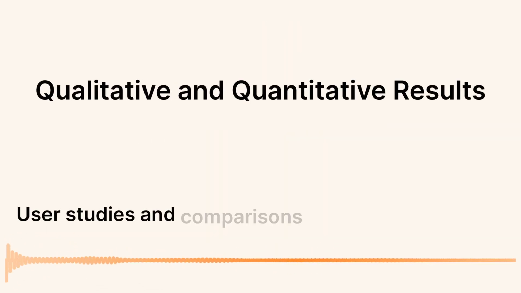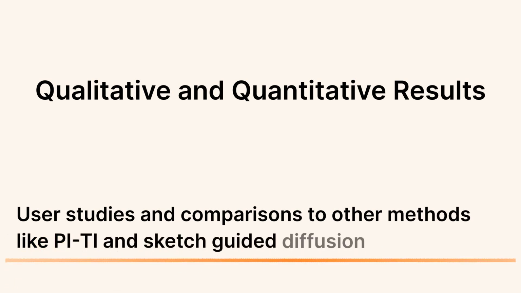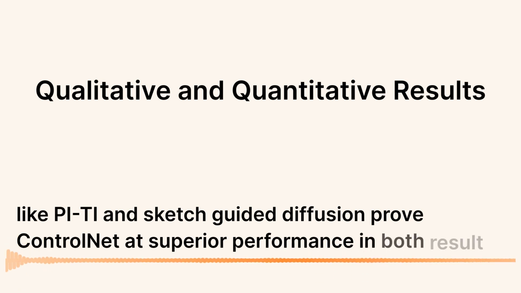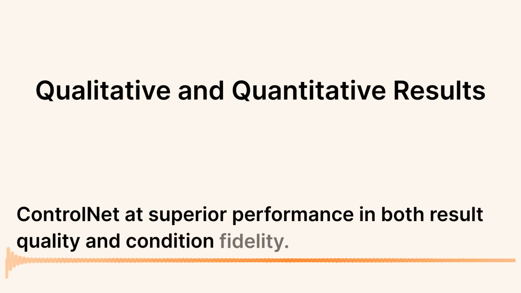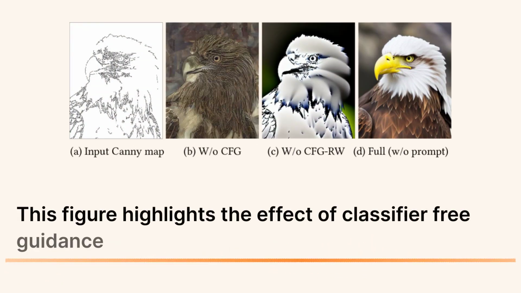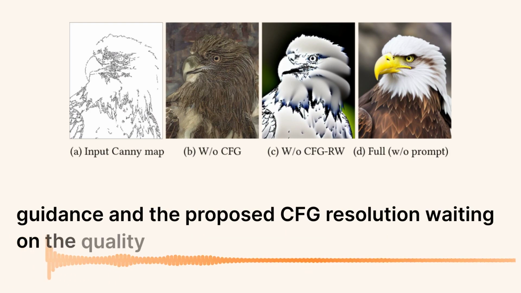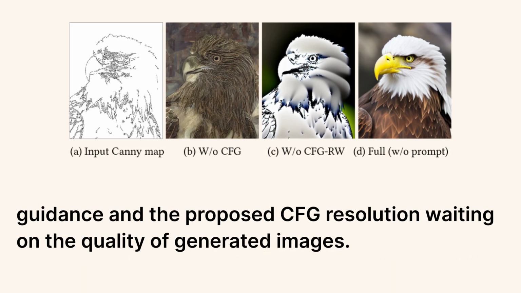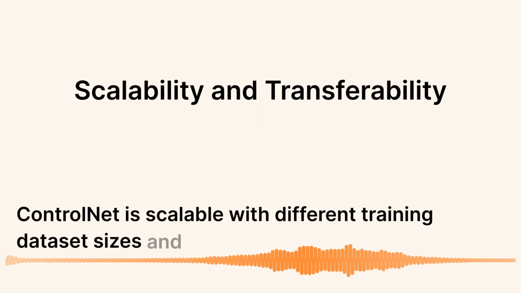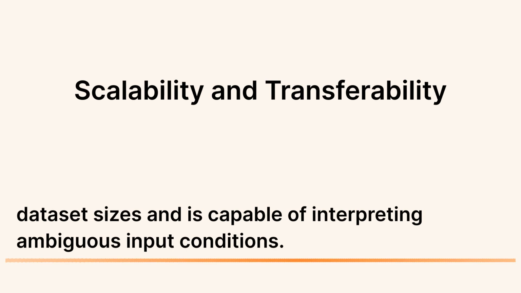User studies and comparisons to other methods like PiDiNet and sketch-guided diffusion prove ControlNet's superior performance in both result quality and condition fidelity. This figure highlights the effect of classifier-free guidance and the proposed CFG resolution weighting on the quality of generated images. ControlNet is scalable with different training dataset sizes and is capable of interpreting ambiguous input conditions.